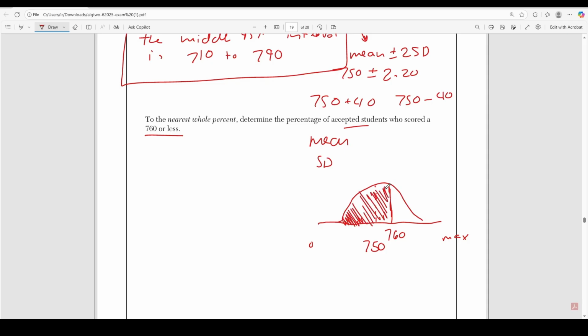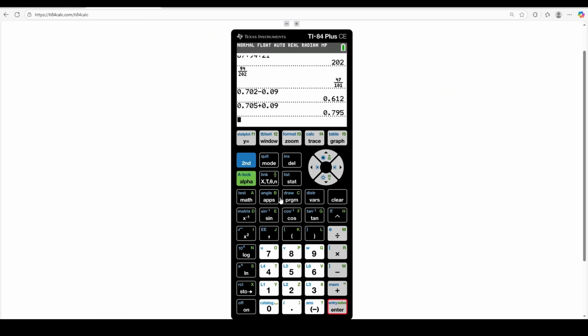So we'll go into our calculator, and we'll hit second vars. Now we have normal PDF and normal CDF. So we'll scroll down to normal CDF. You absolutely need to know this calculator function. And we'll press enter. Now it asks us for our lower and it asks us for our upper.